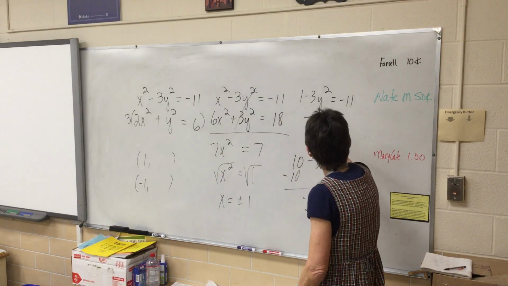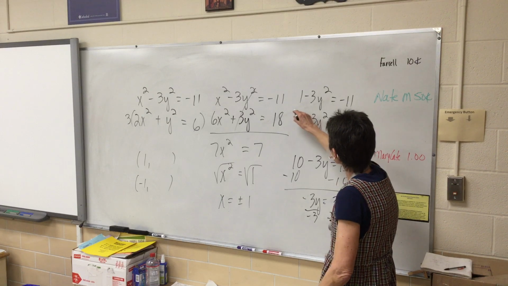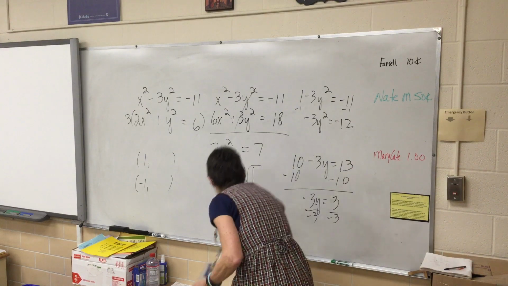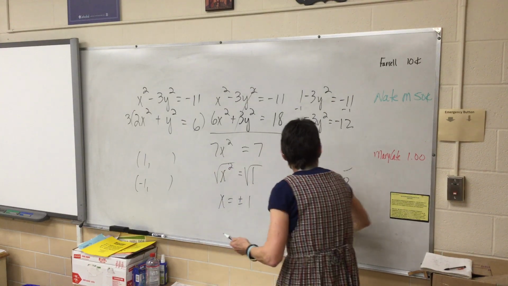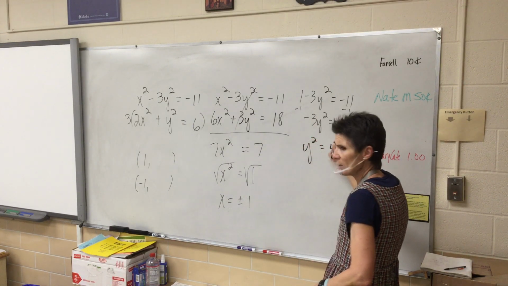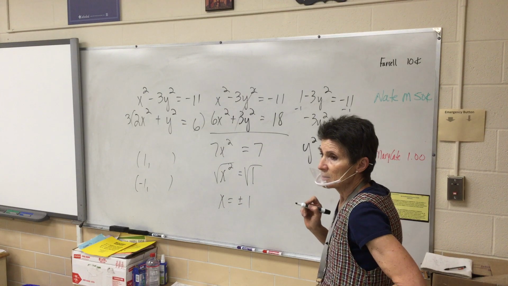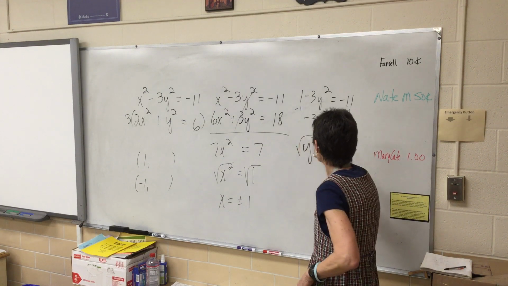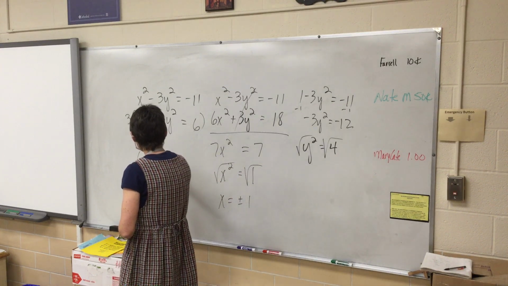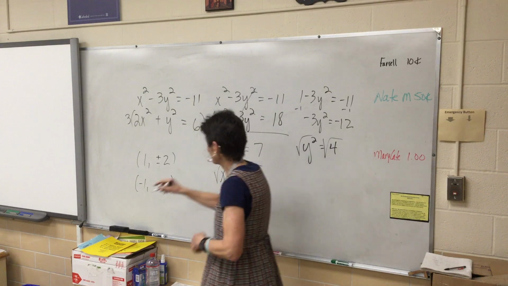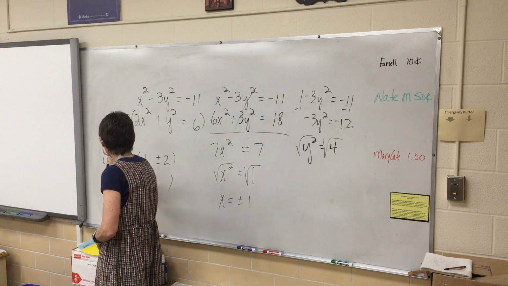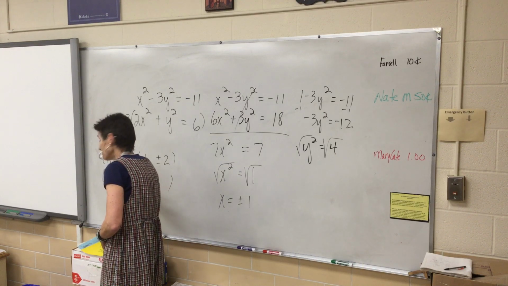So negative 3y squared equals, be careful, I'm subtracting, so it's going to be negative 12. So y squared equals 4. Be careful. Plus or minus 2. So 1 gave me plus or minus 2. So that actually is 2 ordered pairs. I don't care if you write it that way, but do you recognize that's 1, 2, and 1, negative 2?